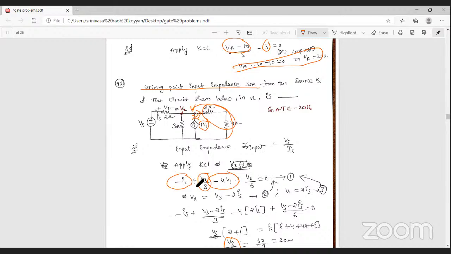So from this network there are unknowns: IS, VX and V1. There are 3 unknowns.